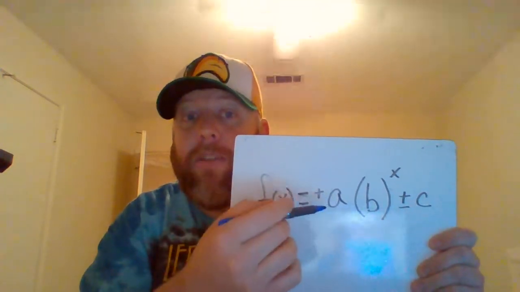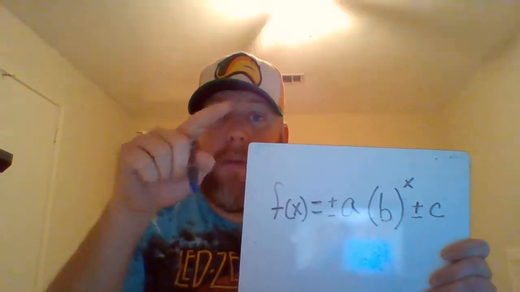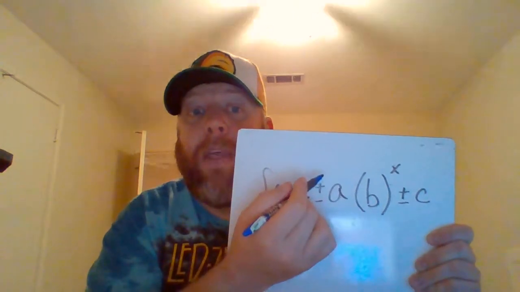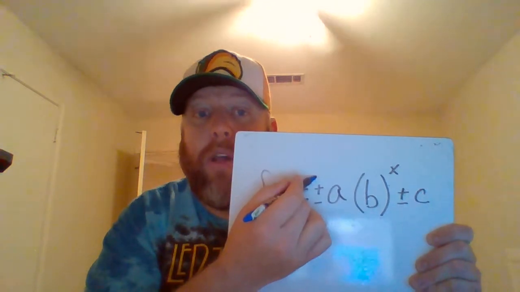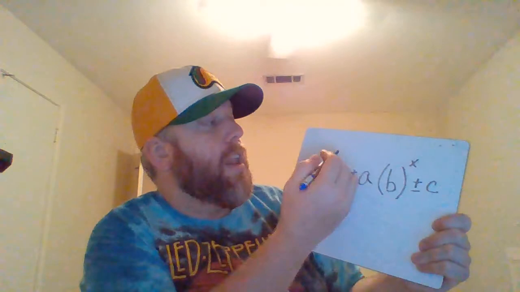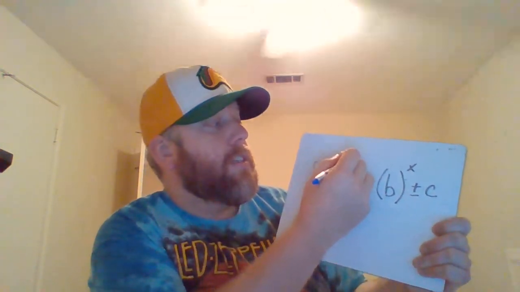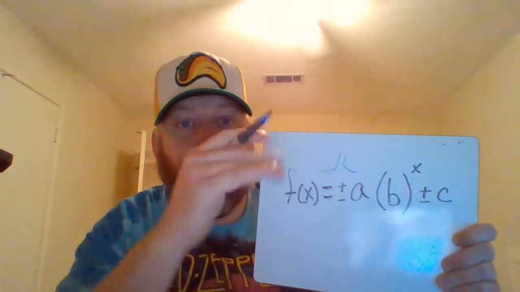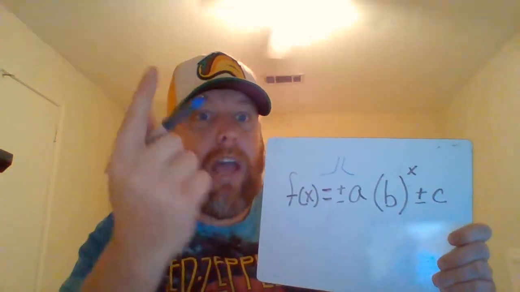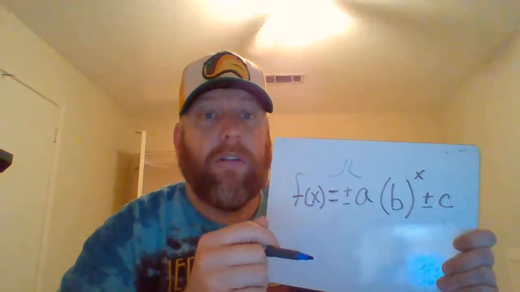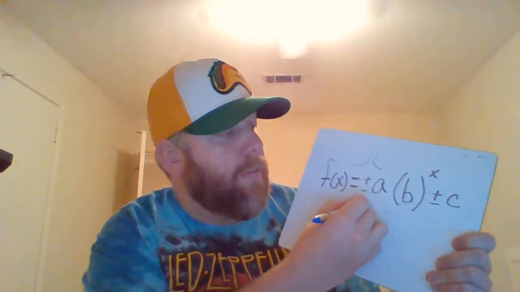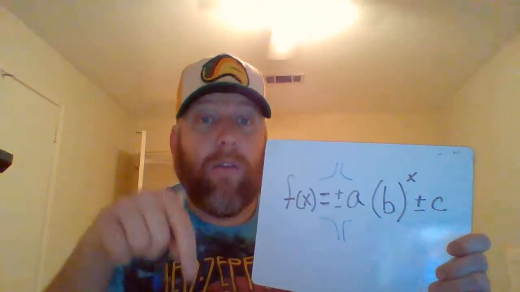Whenever we had quadratics, if a was positive, it was up like a cup. And if a was negative, it was down like a frown. Well, it's very similar this time. When a is positive, it will either be kind of like this or like this. Either one of those. It'll be an exponential growth or exponential decay, but it'll go up forever. And then if it's negative, it'll be reflected across the x-axis, so it'll go down forever.